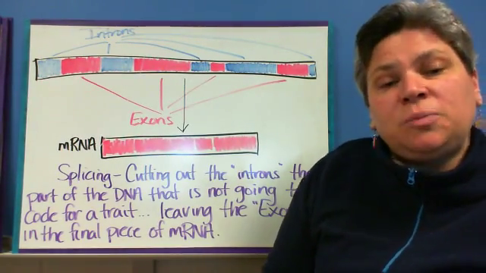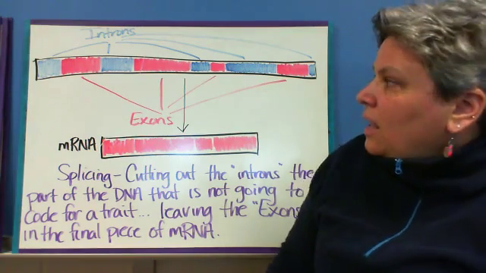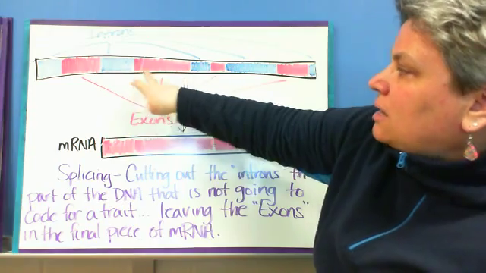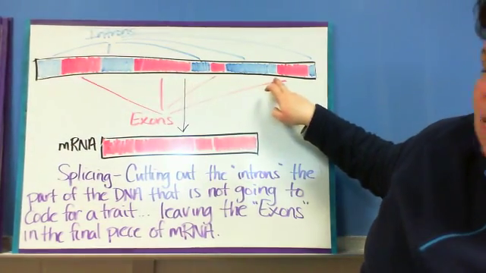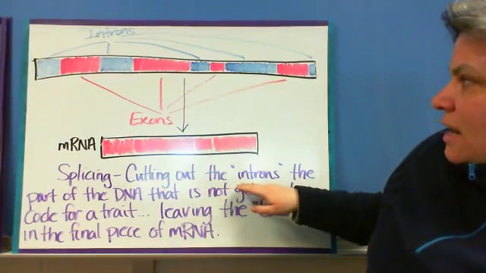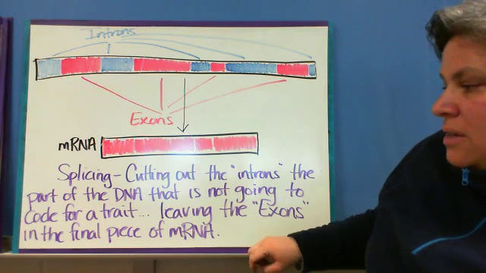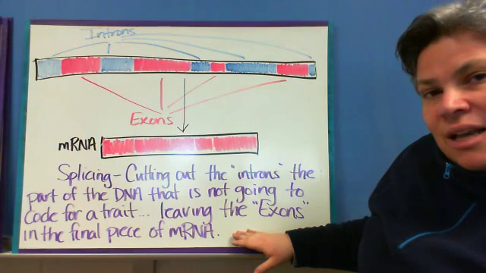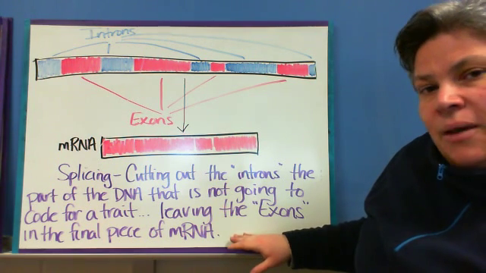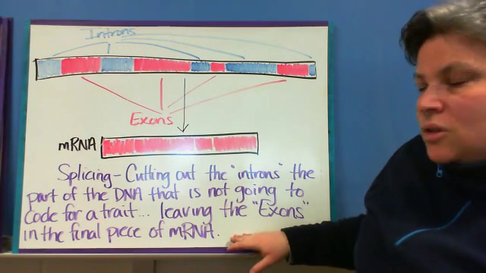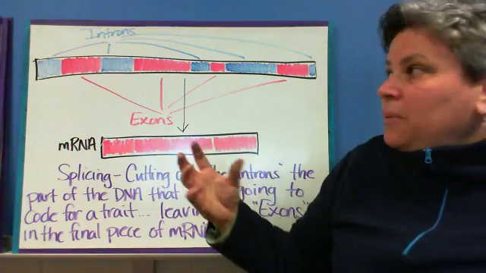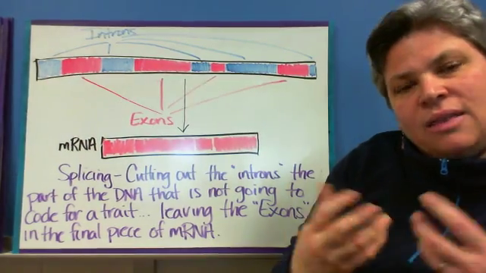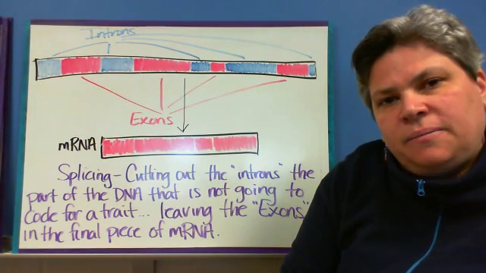So with gene splicing, or with the splicing of RNA, we're taking this exon and we're going to connect it to this exon, to this exon, to this exon. So splicing is cutting out the introns, which is the part of the DNA that's not going to code for a trait, and we're going to leave the exons in the final piece of mRNA. So the idea of splicing is to basically take a couple of things and hook them together. And that's the idea behind gene splicing.